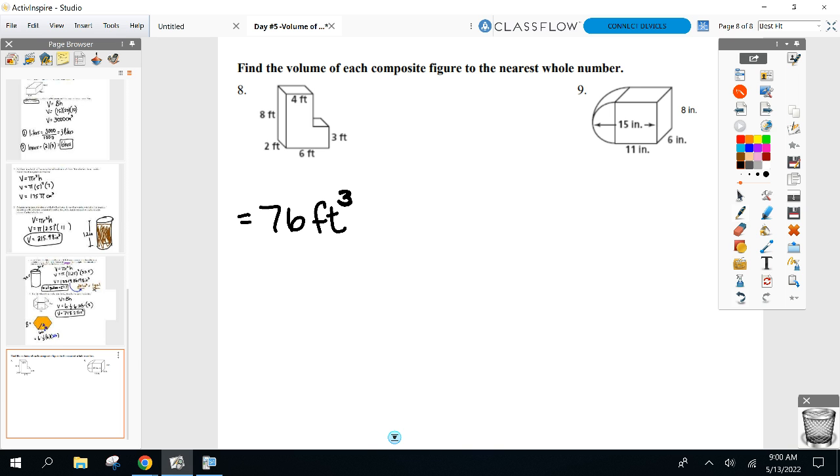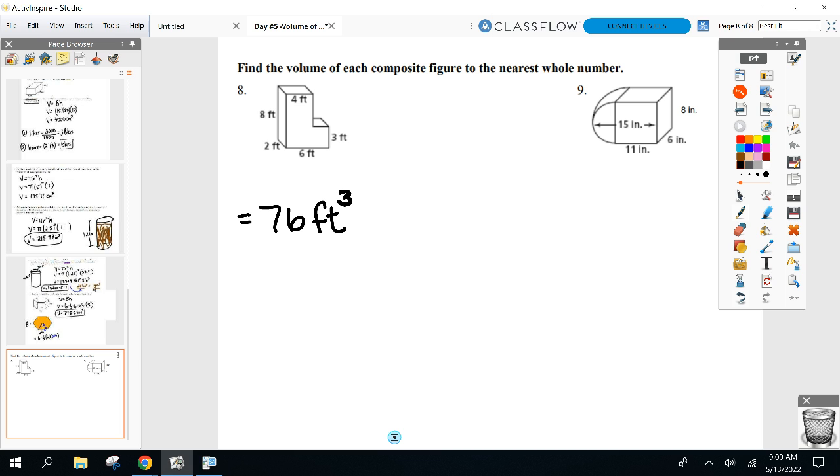76 cubic feet. Oh yeah, see the answers. Questions? Going?